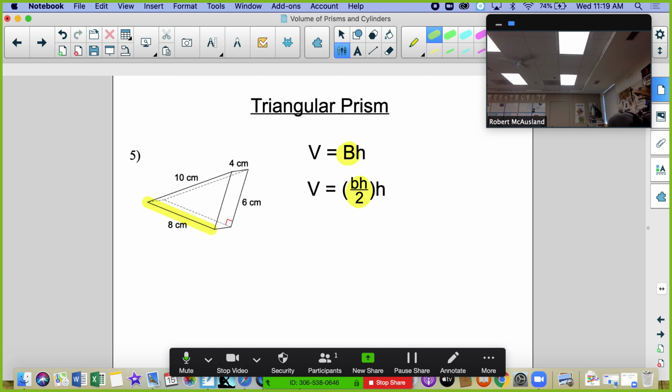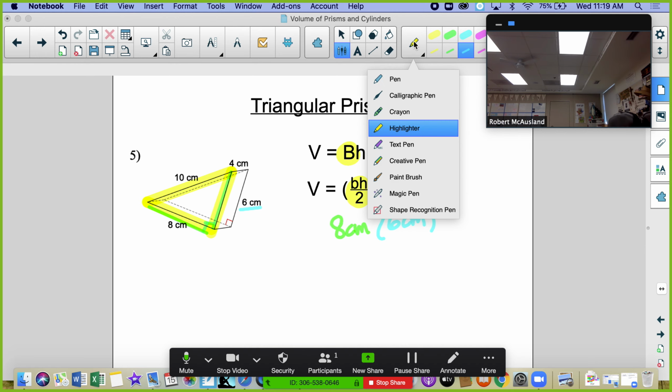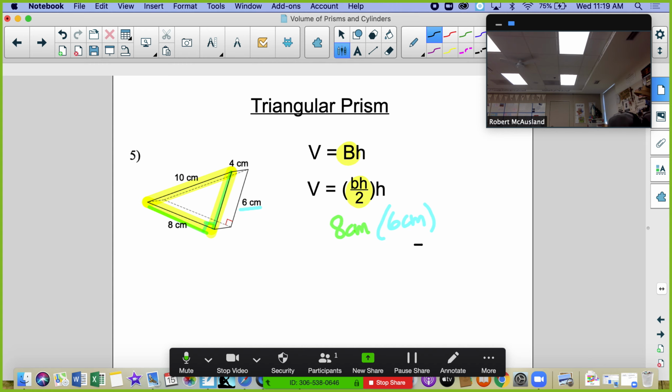And let's find that triangle. That triangle looks like that. What is the base of that triangle? The base can be 8 centimeters. Now we have to multiply it by the height. Remember, the height has to be perpendicular to the base. So that's going to be 6 centimeters. And then we're going to divide that by 2.